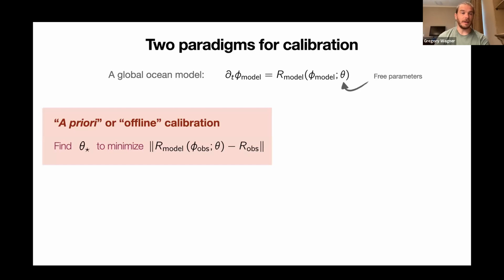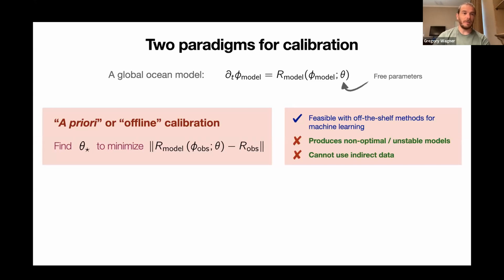So one method for finding these free parameters, theta, is what I refer to as a priori or offline calibration. Typically, in that calibration mode, we find the optimal parameters theta star, which minimize a loss function that involves the difference between R, or potentially a component of the model of R, and some kind of observation of R. One example is if you're trying to calibrate a model for fluxes, you can generate synthetic observations of the fluxes, and then calibrate free parameters so that your flux model is close to the observed fluxes. The salient feature of this method is that it's feasible with off-the-shelf methods for machine learning.